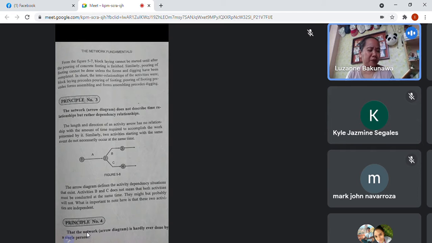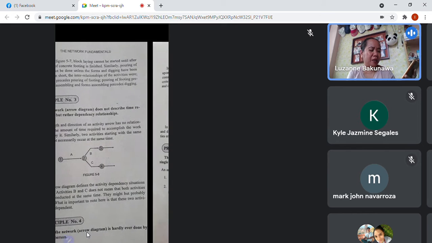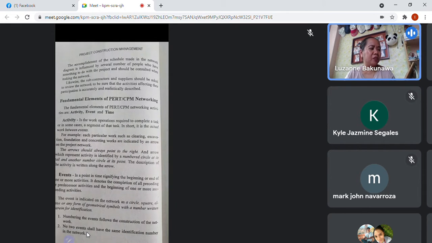So, principle number 4. The network arrow diagram is hardly done by a single person. The network diagram is influenced by several people who have something to do with the project and should be consulted when making the network diagram. So, do not just arbitrarily put in durations.